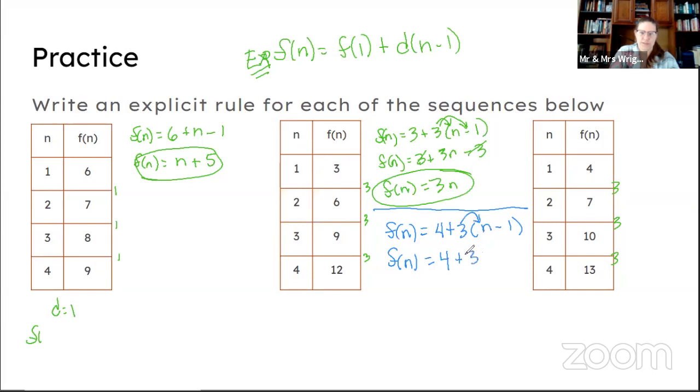3 times n is 3n. 3 times negative 1, negative 3. Now I need to combine like terms. I'm going to start right here with my term of the variable. There's nothing to combine it with. Then I want to combine the positive 4 and the negative 3. They are different signs, so I'm going to take the difference. The difference is 1. The larger term is positive, so this is plus 1. F of n is 3n plus 1.